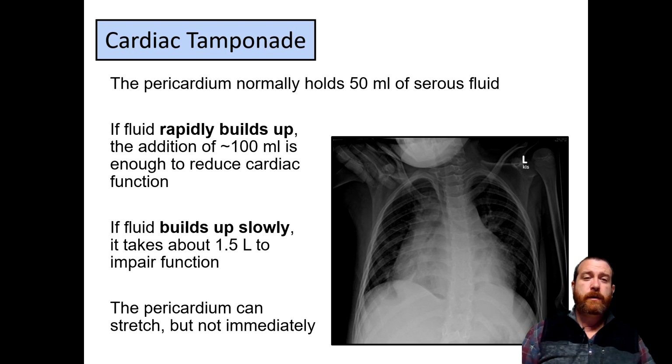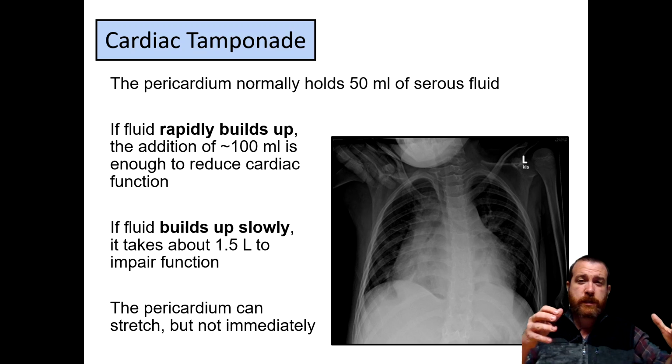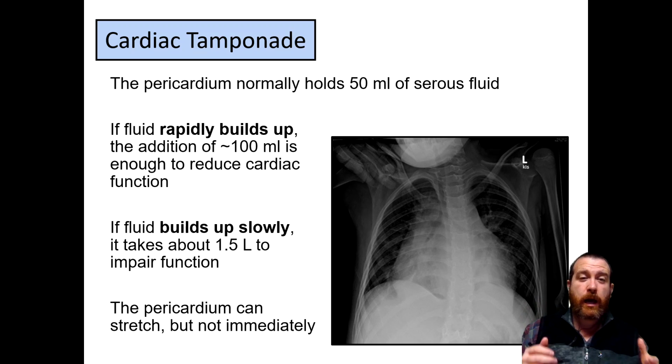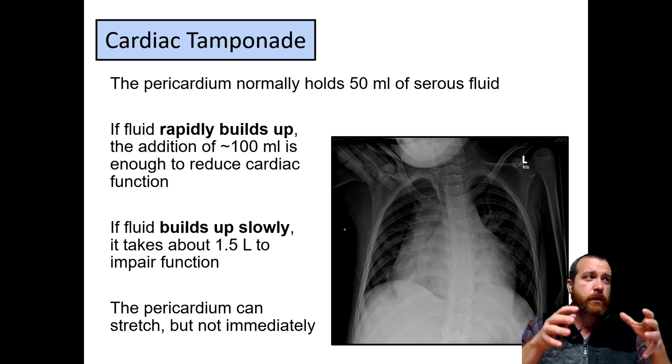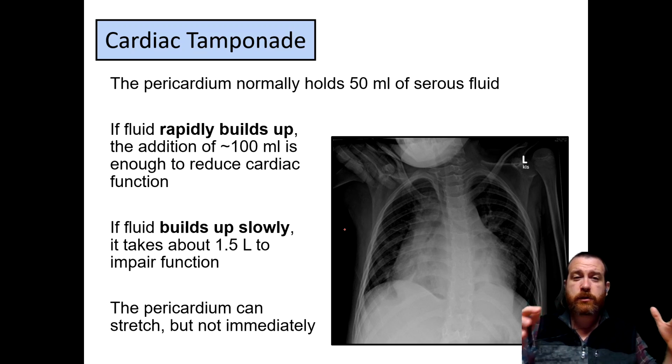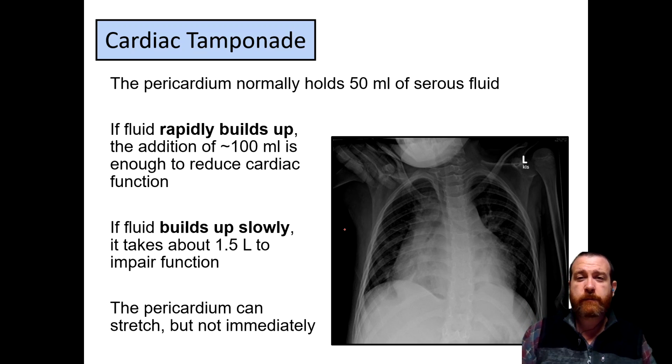But if we're really talking about fluid that is being acquired over a period of weeks to months, right, this fluid impairs the function, but because this pericardial sac actually stretches over time, it takes a lot more fluid. 1.5 liters is 15 times the amount that 100 milliliters is, right? So if this happens really quickly, well, it's going to fill up that pericardial sac. If we slowly accrue this fluid, the pericardial sac has time to stretch a little bit, but there's only so far that it can actually stretch, right? It takes time to do this.